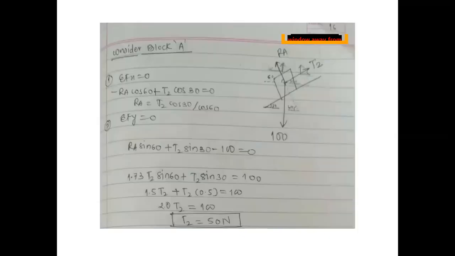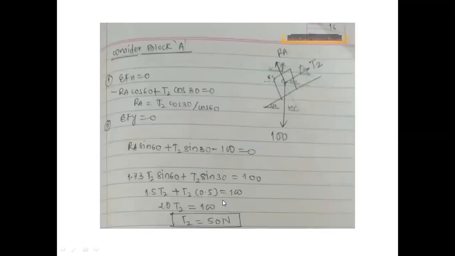We'll consider one block, A. Why have I considered block A? On block B, there are three unknowns, and here only two unknowns are there. Here also we can solve, but it will be simpler if we go by this block. So we'll apply summation Fx and summation Fy on this block. 100 weight is given to us. Okay, summation Fx equal to 0.